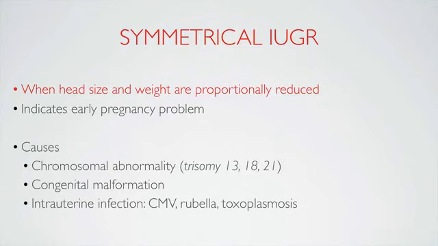The causes include chromosomal abnormality, so trisomy 21, which is Down syndrome, is a cause of symmetrical IUGR. Congenital malformation. So again, this would be a cause early in pregnancy where there's a major problem with the fetus, and this causes early growth restriction. And intrauterine infection is another cause of symmetrical IUGR. So you can have CMV infection, rubella, and toxoplasmosis can all lead to symmetrical IUGR.